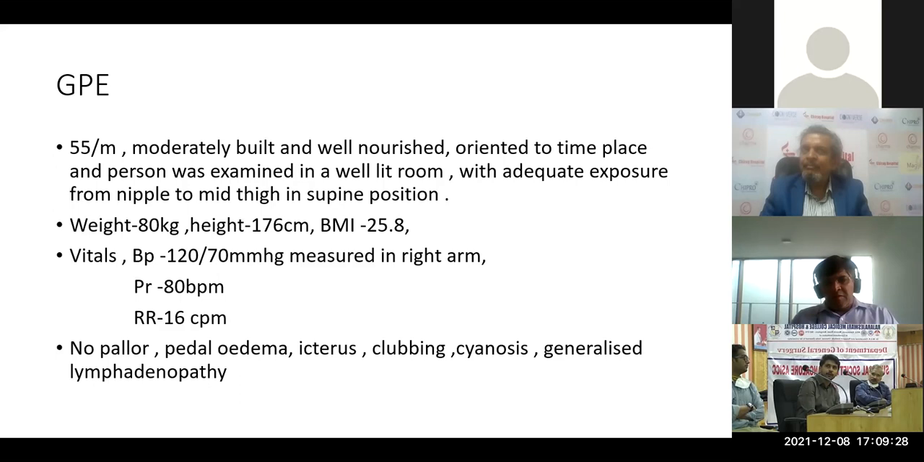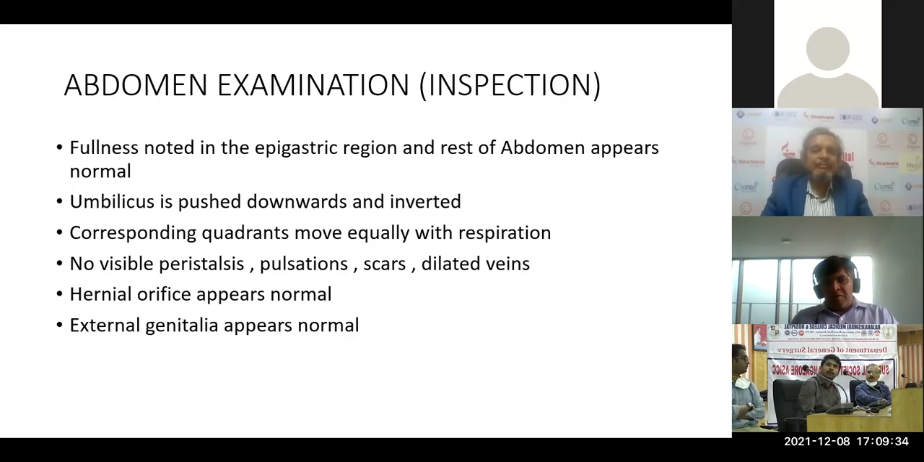On abdominal examination, inspection: fullness was noted in the epigastric region and rest of the abdomen appears normal. Umbilicus is pushed downwards and inverted. Quadrants move equally with respiration. There was no visible peristalsis, pulsations, scars or dilated veins. Hernial orifices appear normal. External genitalia appears normal.